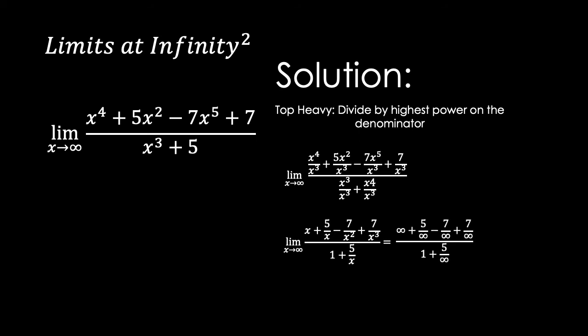So remember how to use infinity and what operations with infinity look like. So we have infinity plus 0 plus 0 plus 0 on the numerator divided by 1 plus 0. So that means that we're left with infinity over 1, which is infinity. So our final answer is infinity.